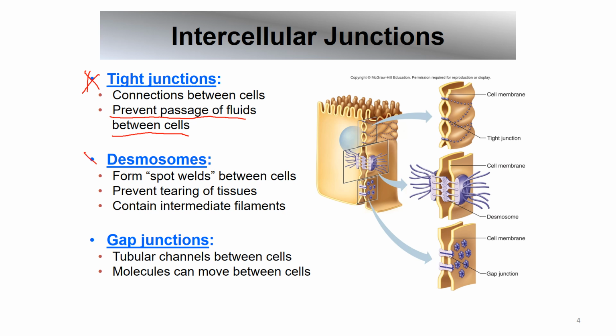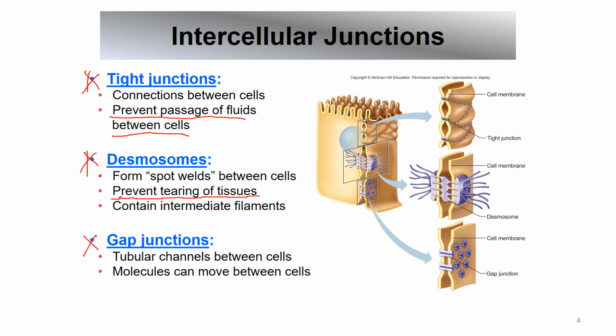Okay, then desmosomes are also connections between the cells, but here they prevent tearing of tissues. A good example of where you would see desmosomes would be between your cardiac muscle cells. So your heart contracts with so much force to pump the blood. If these strong connections were not there between your heart cells, then your heart cells would just come apart from each other. And so here these desmosomes have intermediate filaments attaching them, keeping them in place.